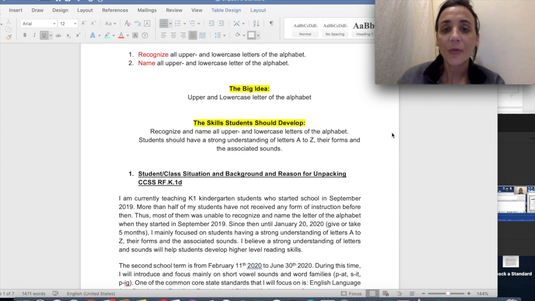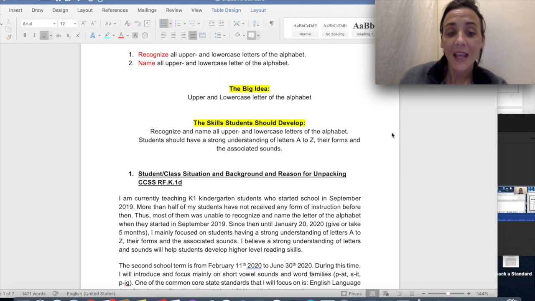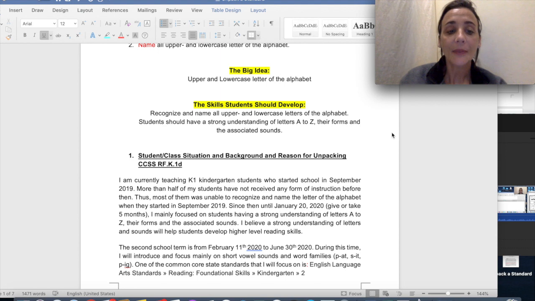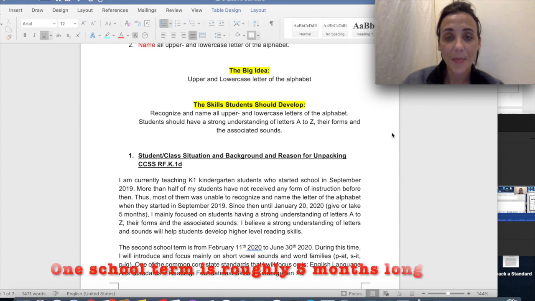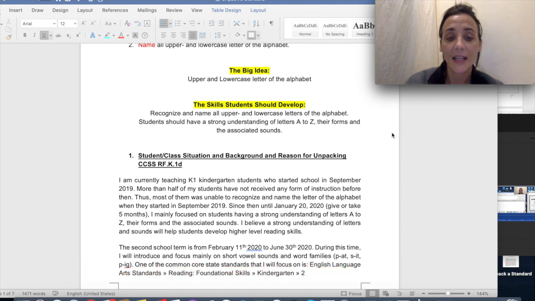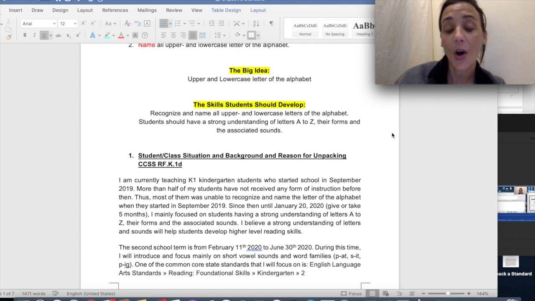So before I continue, I would just like to give you some background on the situation of my class currently and the reason for unpacking this specific standard. I am currently teaching K1 kindergarten students, whom I started teaching in September 2019. More than half of my students were unable to read or say any alphabet letters when they started. So from September until January, I mainly focused on having my students develop a strong understanding of letters A to Z, their forms, and their associated sounds.